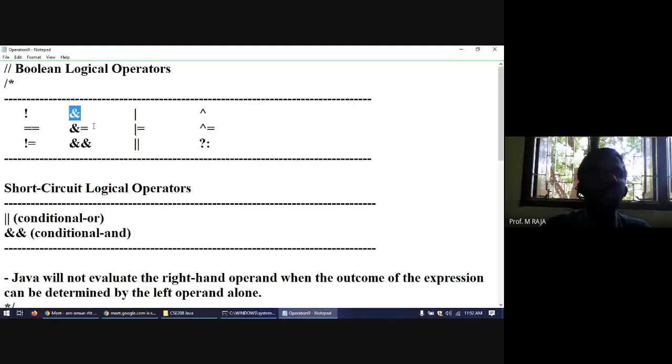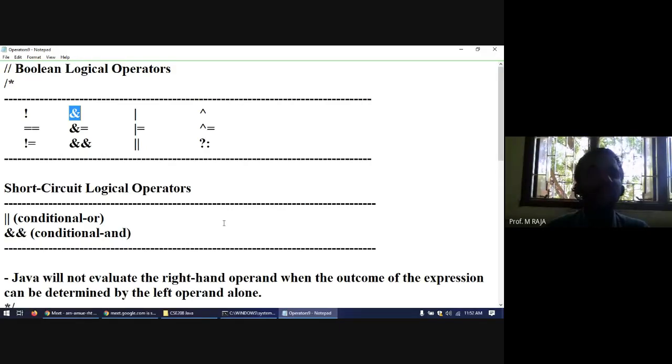But in the case of Boolean logical operation, here you need to write x is greater than 5 and x is less than 10, right? So x greater than 5 results in a Boolean value, either true or false, and x is less than 10 results in a Boolean value, either true or false.